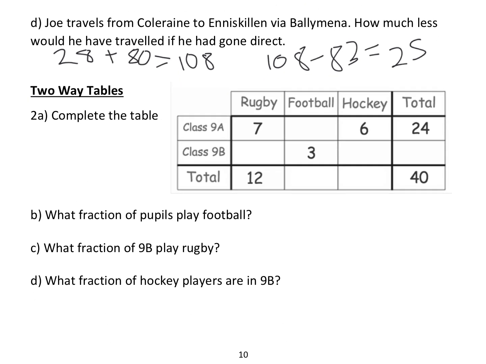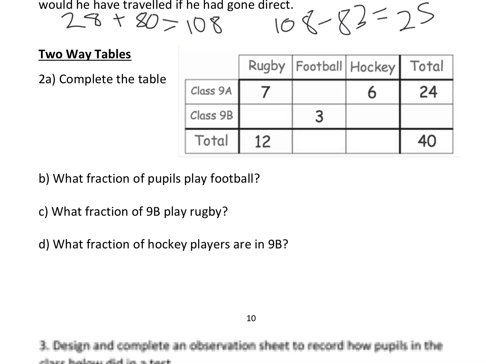Let's look at another type of table. This is a two-way table. We've got sports and classes, and we've got to complete the table. There are many ways to do this question. We're going to look at the rugby column. So there's 7 people in class 9A that play rugby. We don't know how many play rugby in 9B, but we know there's 12 in total. That means there must be 5 from 9B, because 7 plus 5 gives you the 12.